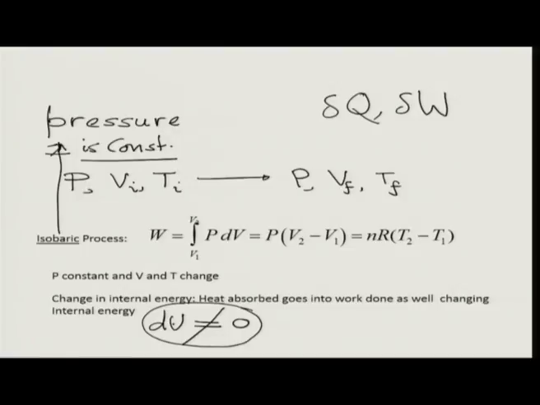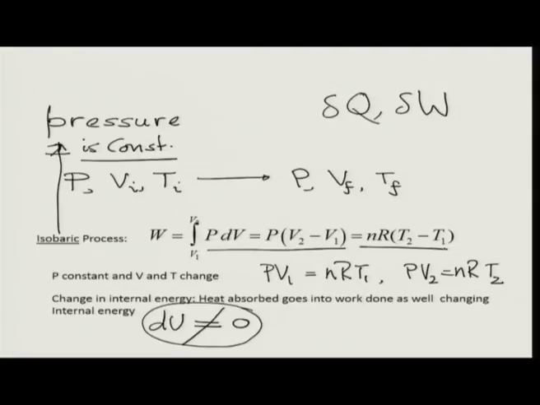So, isobaric process, pressure is constant, we can do this integration very easily. Take the pressure out of the integral, it is a constant. So, it is simply P times (V2 minus V1). And since I am talking about ideal gas, in both the cases, PV1 is equal to nRT1 in the initial state, PV2 is equal to nRT2 in the final case. So, it is simply given by the difference in temperature.